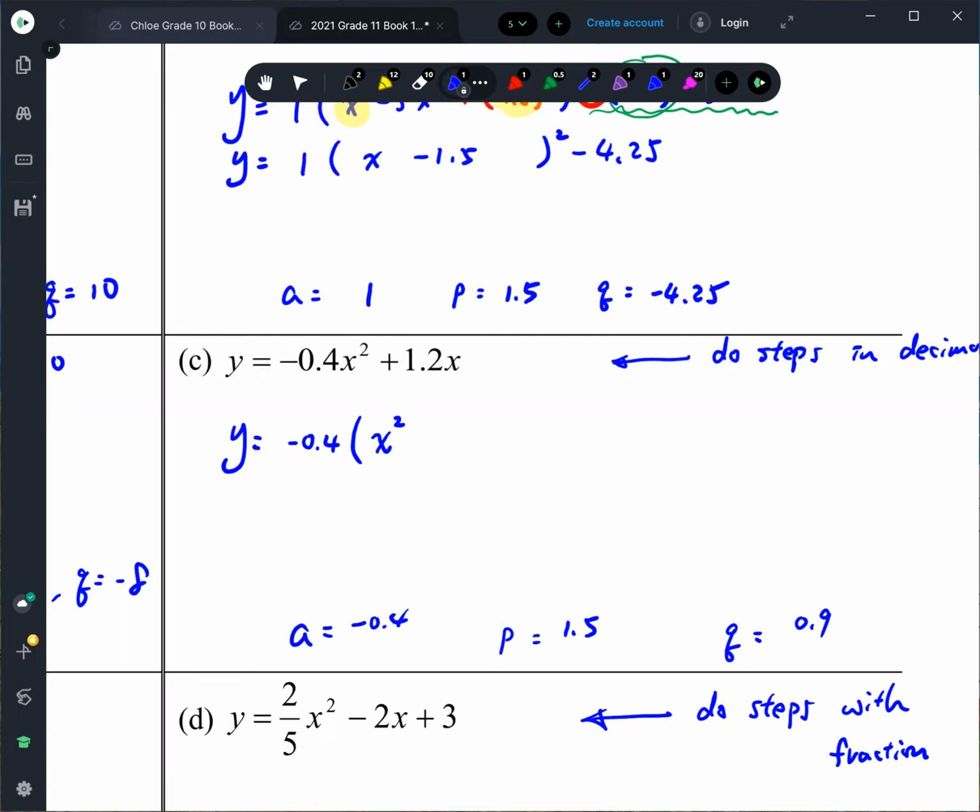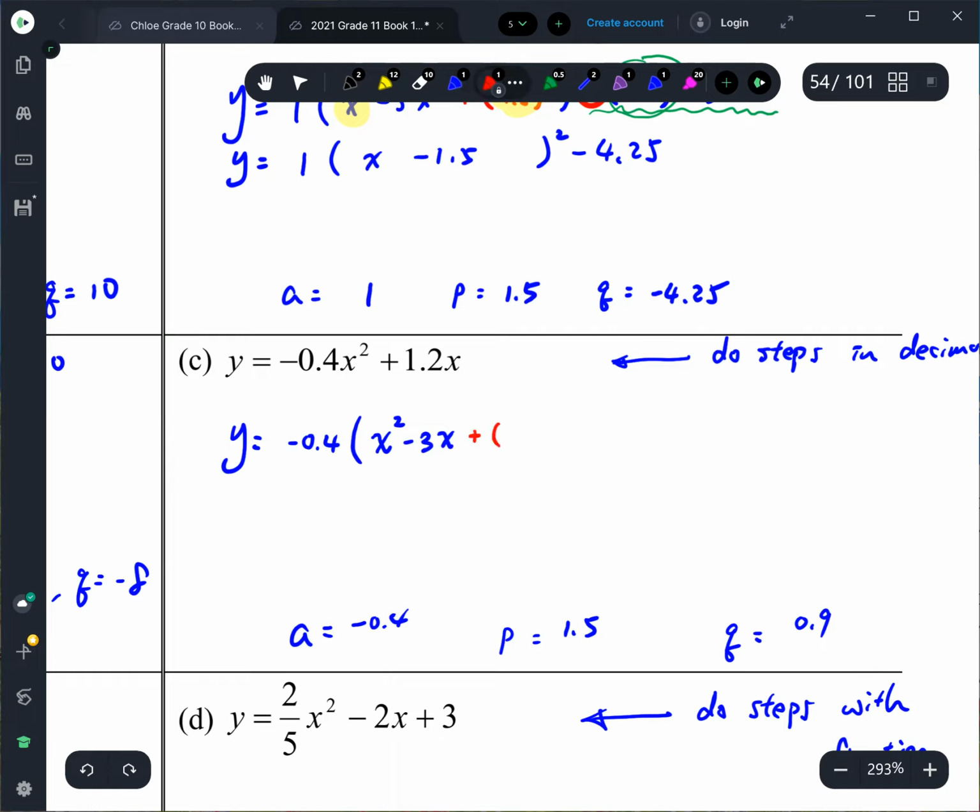You get a negative 3. Is that right? Negative 3x. What else? Negative 3x. Okay, go on. Step 2. And then you do plus, bracket negative 0.4 squared. No. What is step 2? Oh wait, no, sorry. Divide 3 by 2. It's 1.5. Negative 1.5.